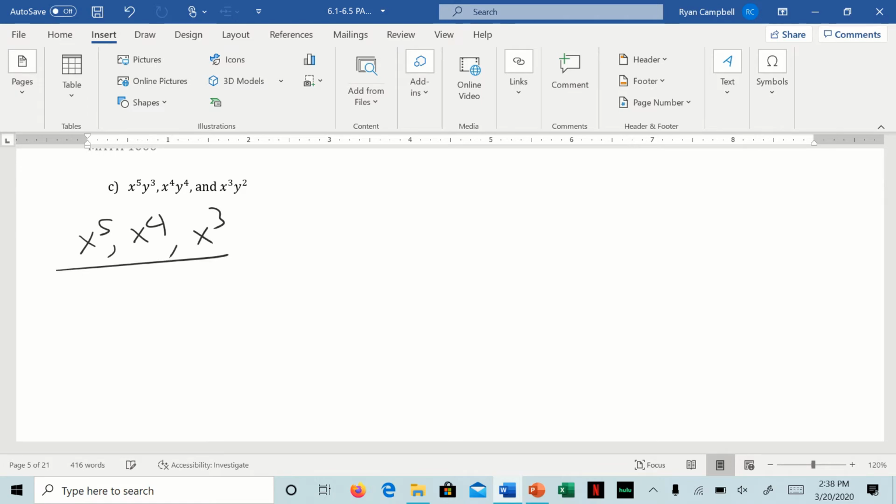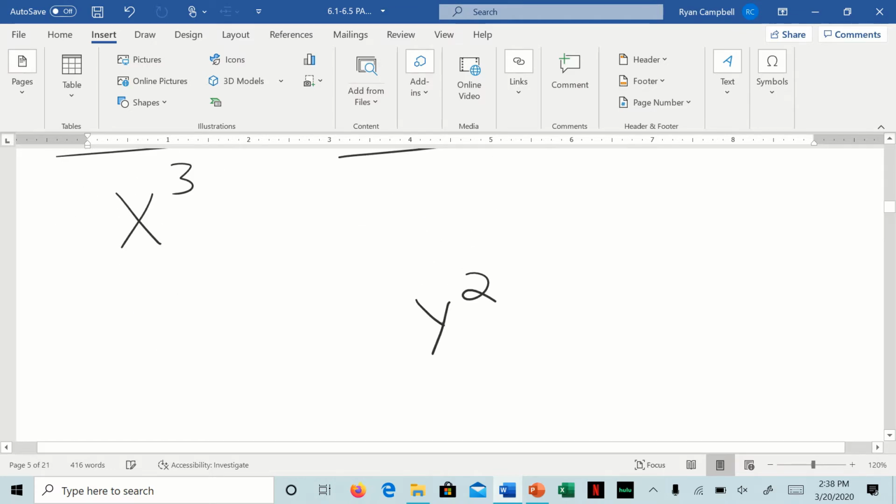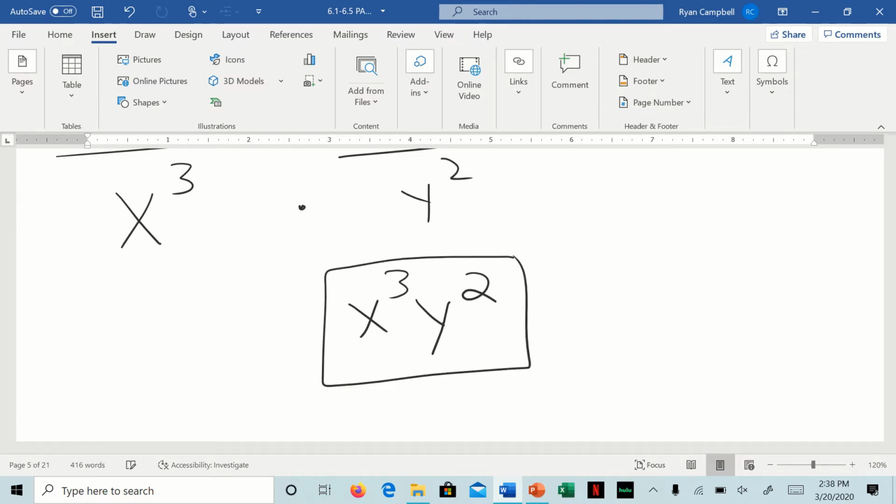So hopefully by this point we can see pretty easily which one's going to be the greatest common factor. And it should be x cubed, right? And then for the y's, we get y cubed, y to the 4th, y squared. So out of all of these, which one's going to be the greatest common factor? Y squared. So when we multiply these two together, we end up with x cubed y squared. And that's our answer.